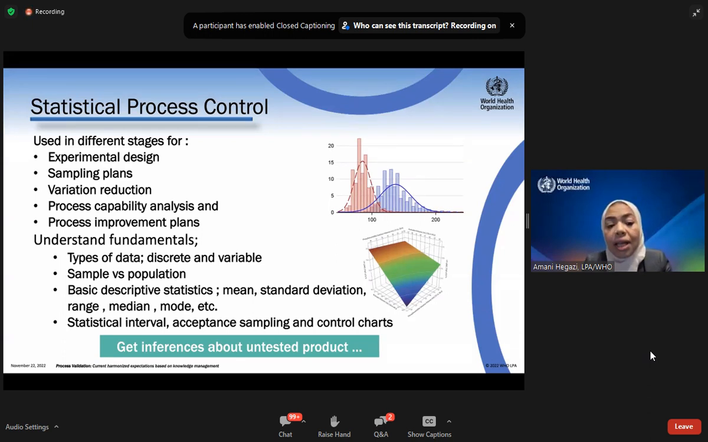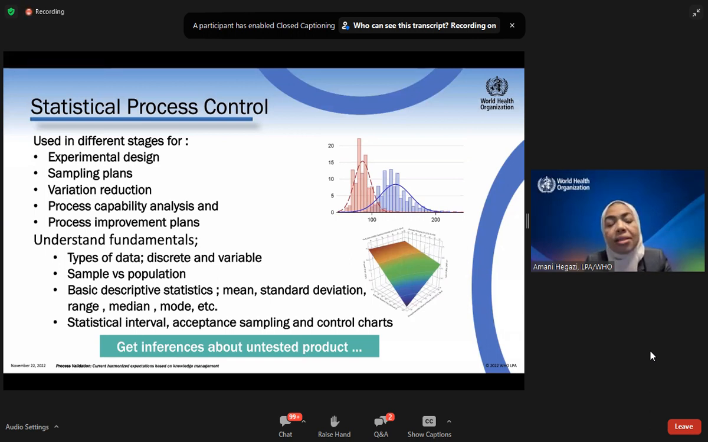So you need to know what your population characteristics are, so you can select a representative sample from the population to give you the proper inference. You need to understand basic descriptive statistics like mean, standard deviation, range, median, mode, and statistical intervals, acceptance sampling, control charts.